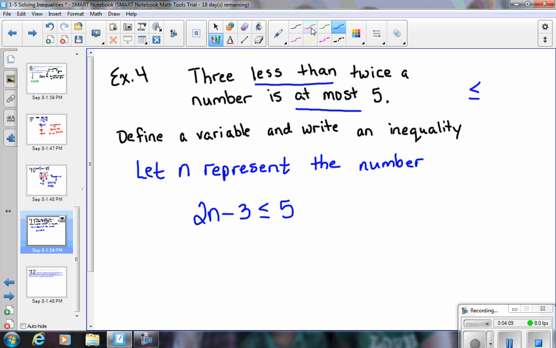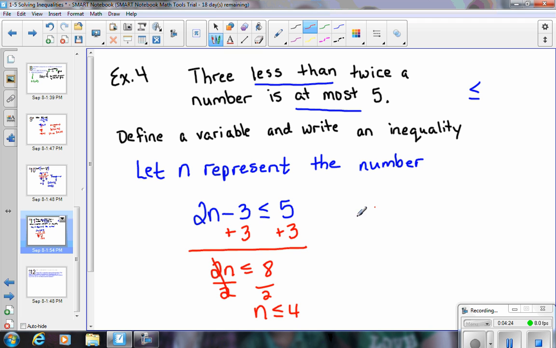So now if we solve that, I'm going to add 3 to both sides. So we have 2n less than or equal to 8. Divide both sides by 2. And we get n less than or equal to 4. Our number line. And I'll just do interval notation on here. It's going from negative infinity to 4. And it includes the 4, which remember we use a bracket if it includes the 4.